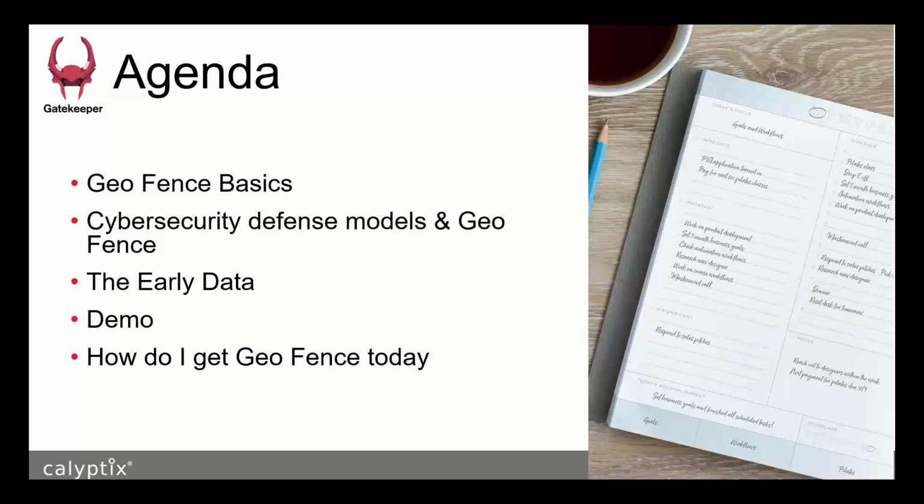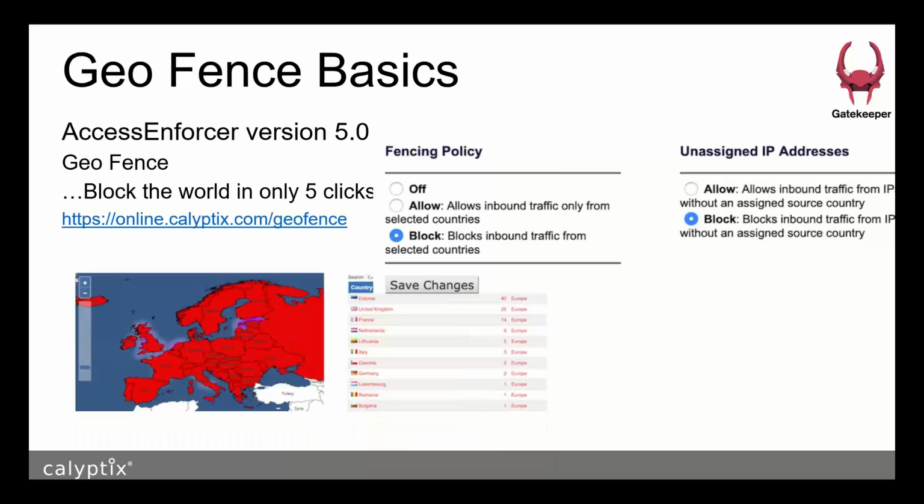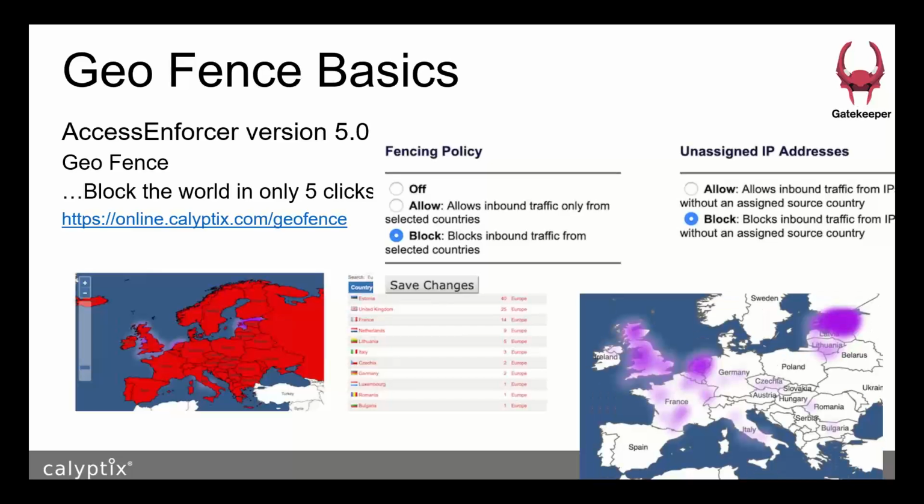We'll do the demo and then talk to you about how you can get it and make sure that it's available and you have the right system to run it, in terms of the age of your system and the like. So Geo Fence, essentially it's 5 clicks and you can block the world. You can get some interactive heat maps and set the features up by using your map or set it up with tables, but it's really pretty easy.